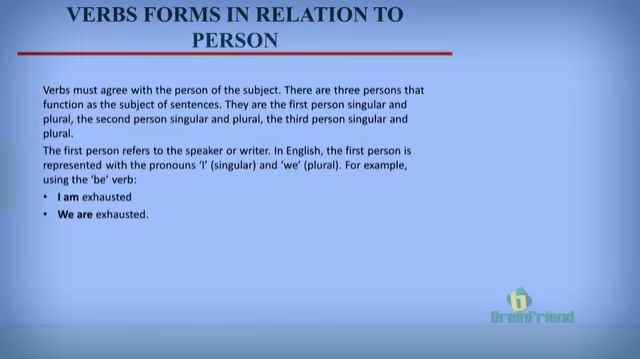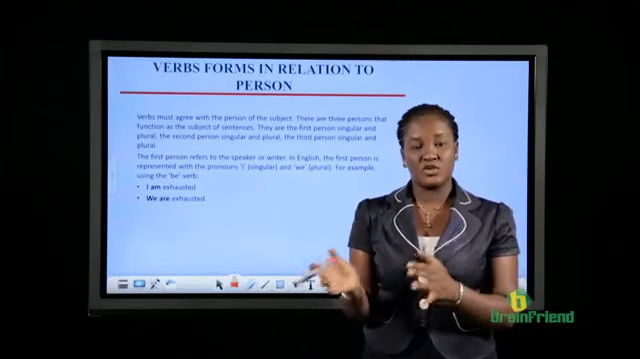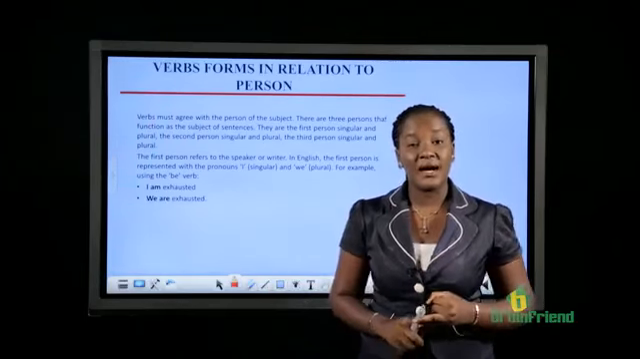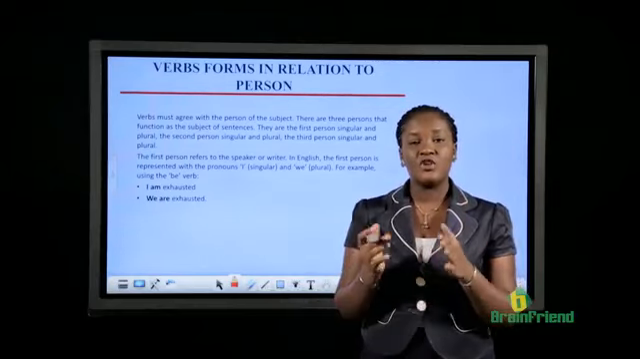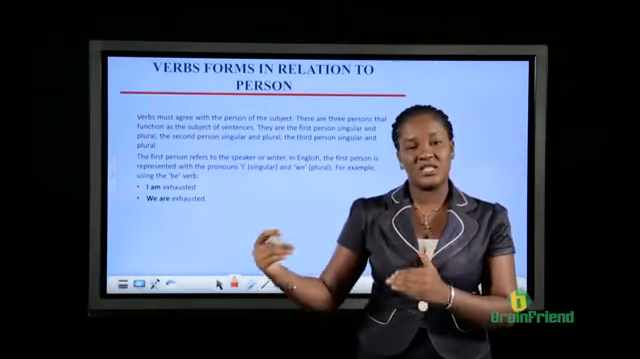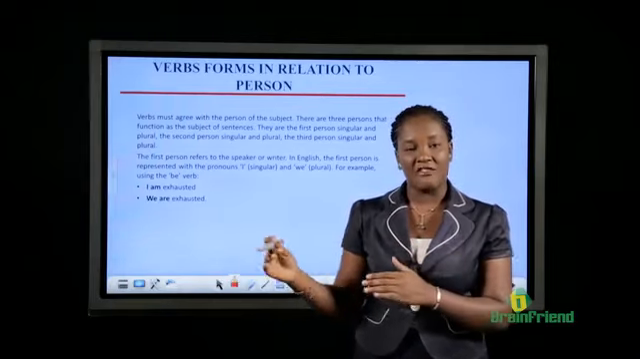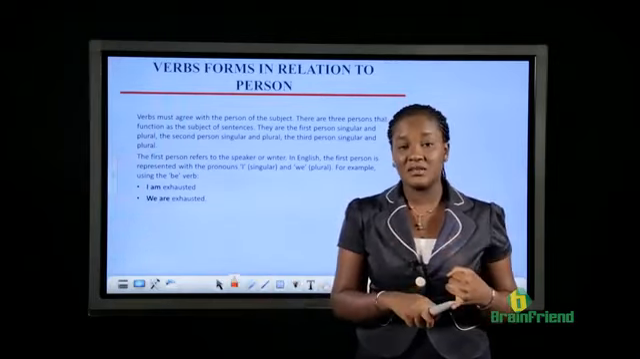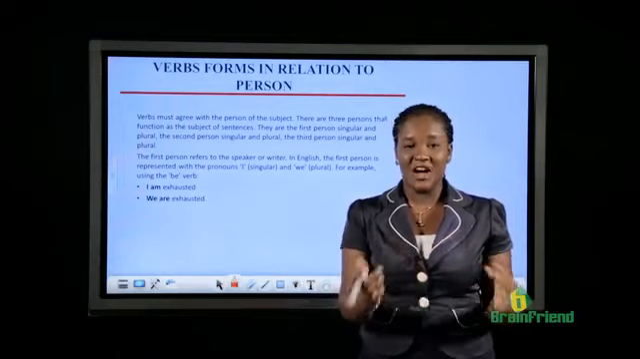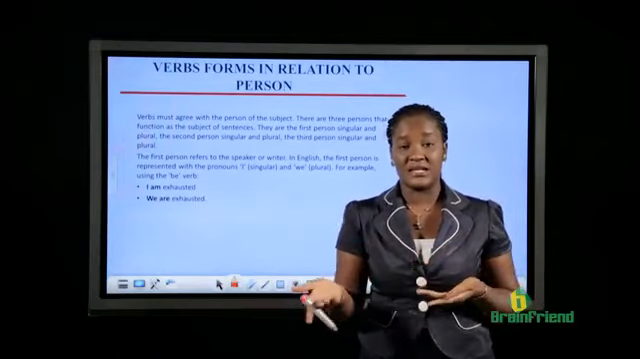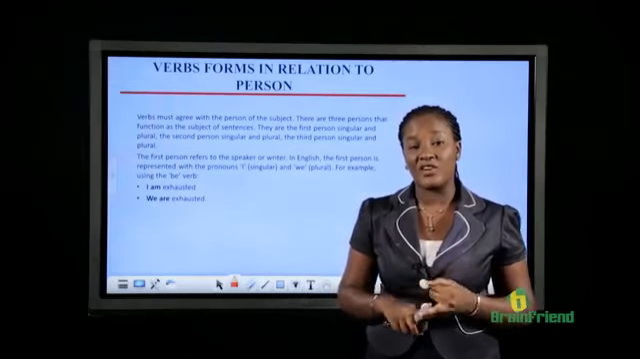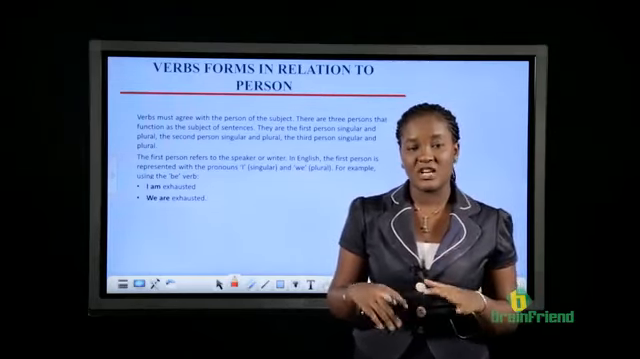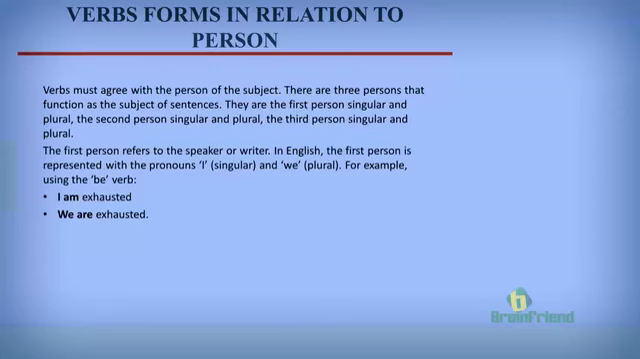Now, in English grammar, verbs must agree in relation to person, number, tense, and voice. When making sentences, your verb must agree with these factors I have mentioned. It must agree with the person, it must agree with the number, that is how many persons you're referring to in your sentence. It must also agree with the tense, and it must also agree with the voice, which has to do with either passive or active voice.